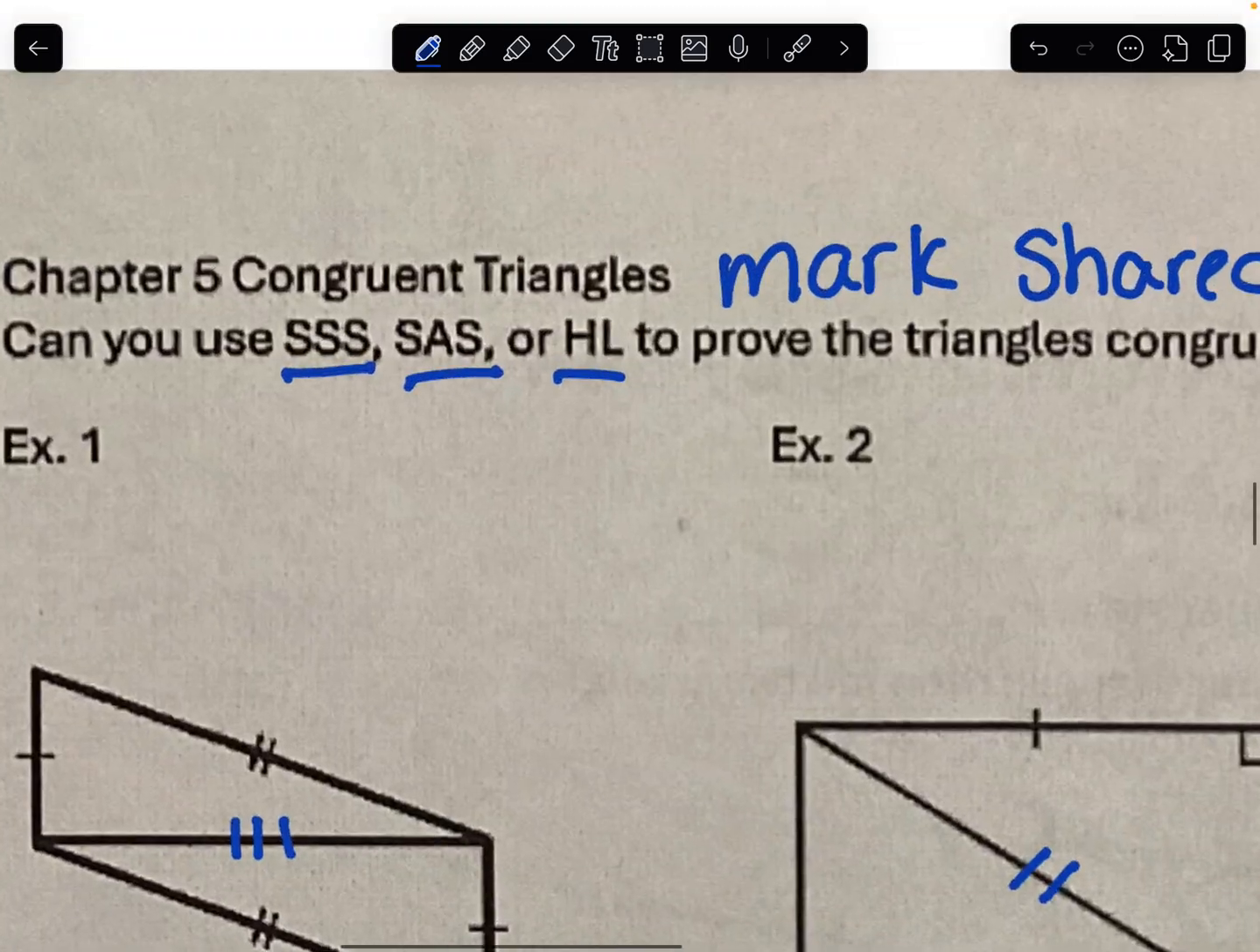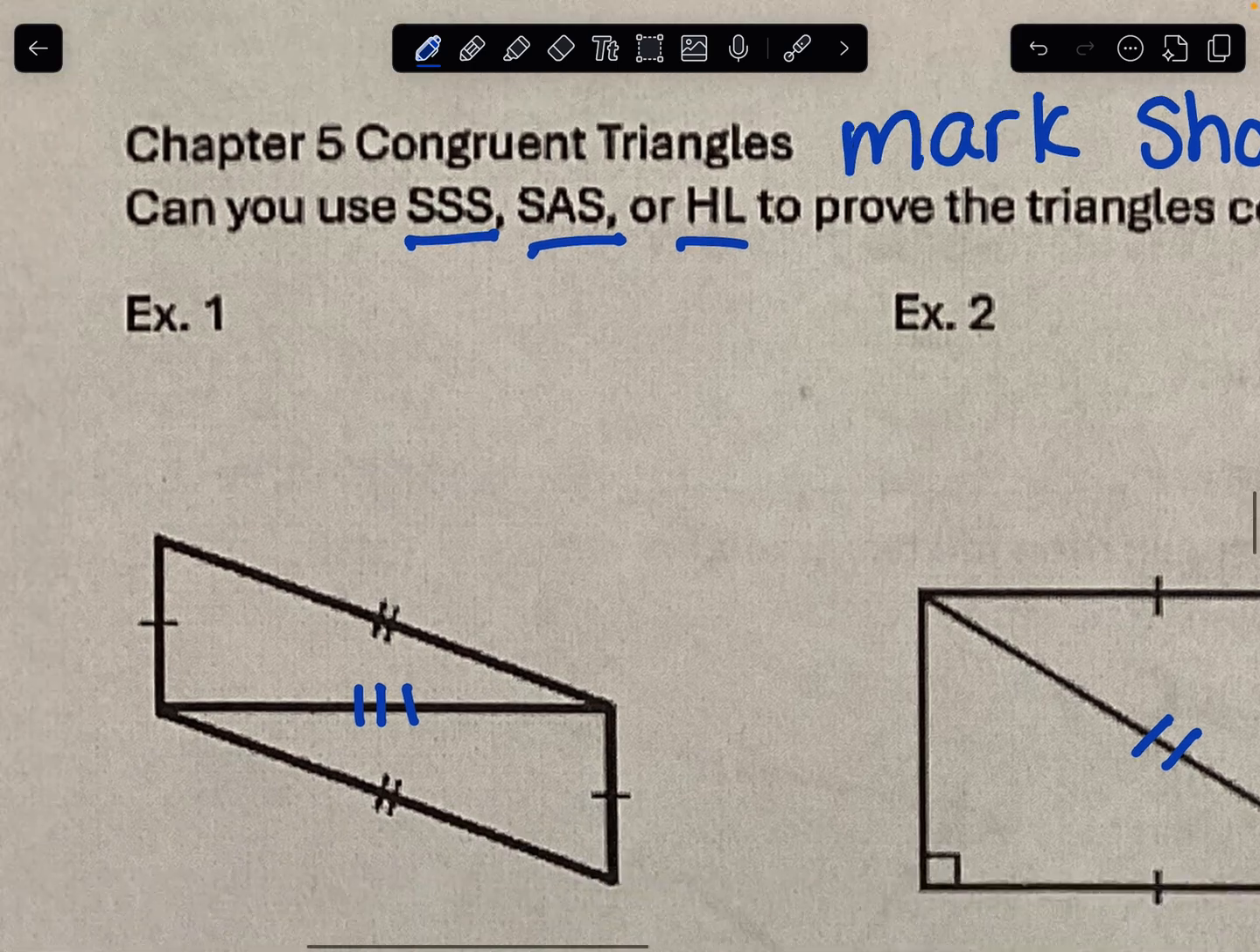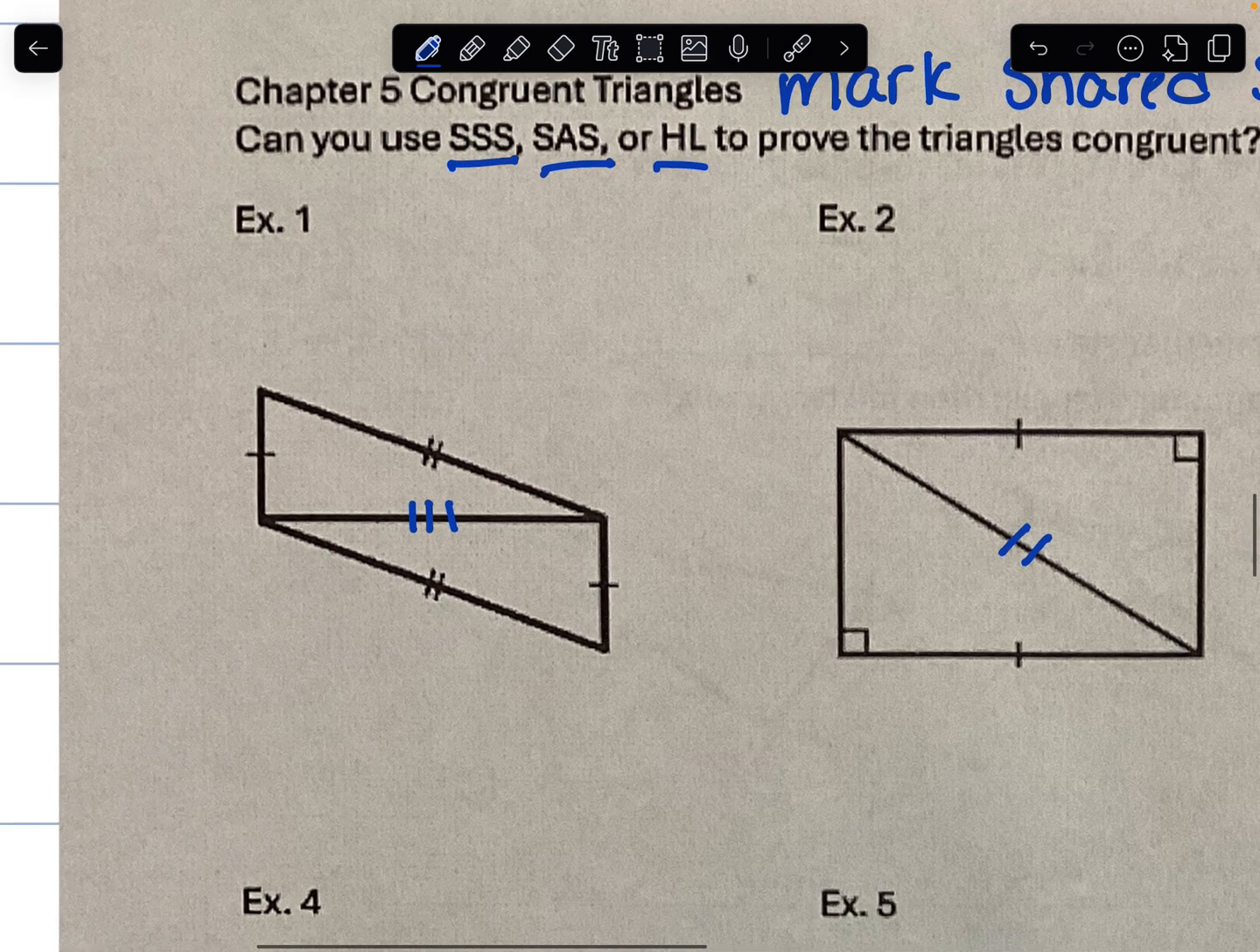It gives us 3 possible choices. What are our 3 choices we can choose from? Side, side, side. Side angle side. Hypotenuse leg. Good. Okay, so on example 1, does it fall under any of those 3? Side, side, side, right? We have all 3 sides on both triangles. So side, side, side. Good. That's how we split.